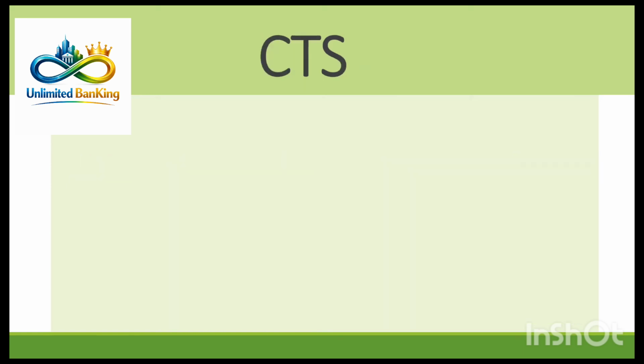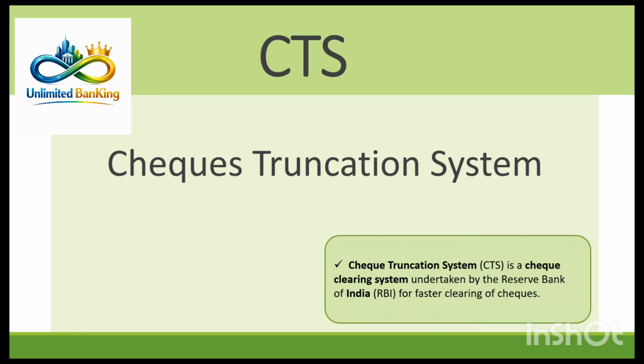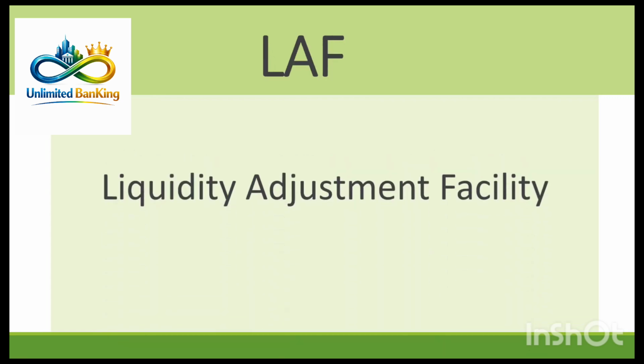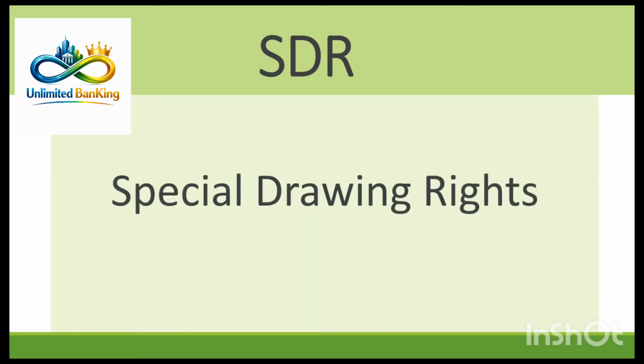The full form of CTS is Checks Truncation System. It is a check clearing system that is started by the RBI, that is the Reserve Bank of India, for faster clearing of the checks. The next term is LAF. The full form of LAF is Liquidity Adjustment Facility. The next term is SDR. The full form of SDR is Special Drawing Rights.